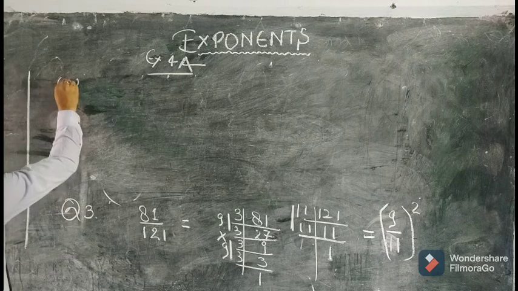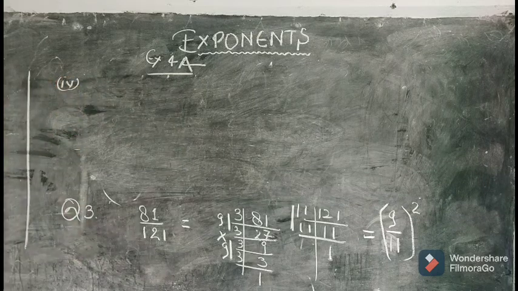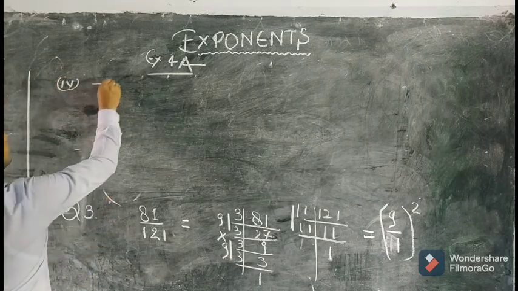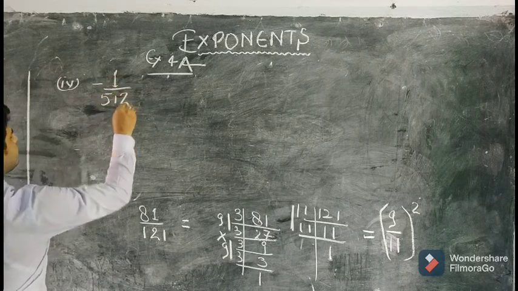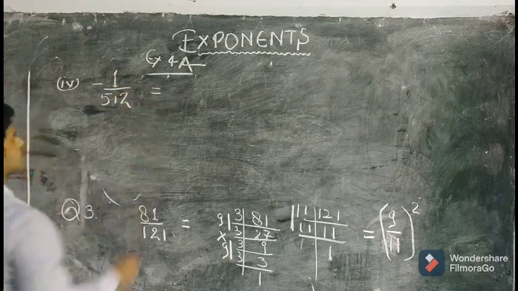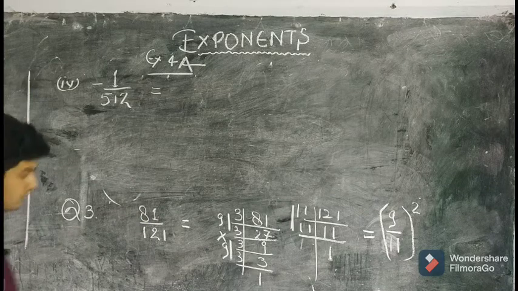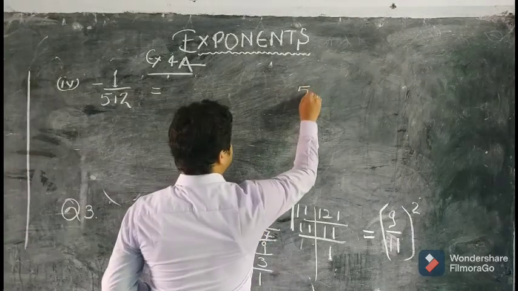So you see the fourth part. The fourth part is saying minus of 1 by 512. Minus of 1 by 512. Now find the factors of 512.